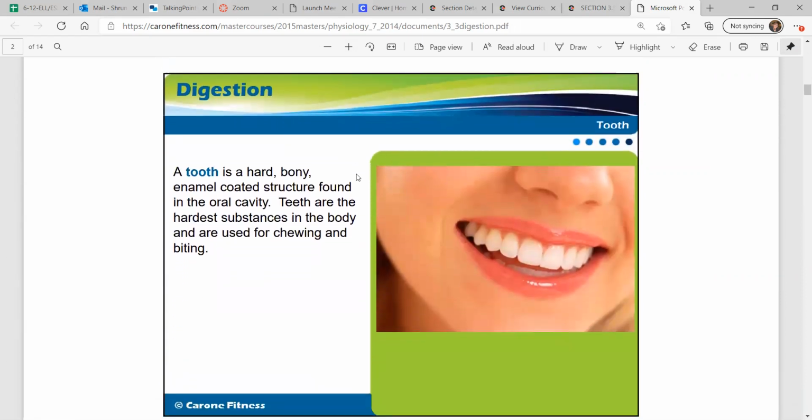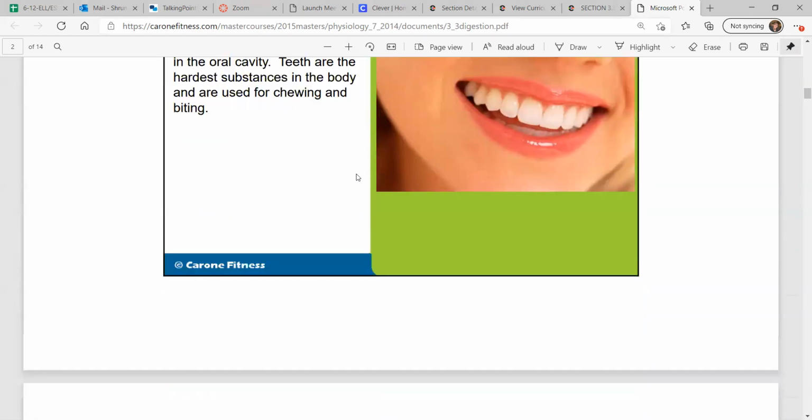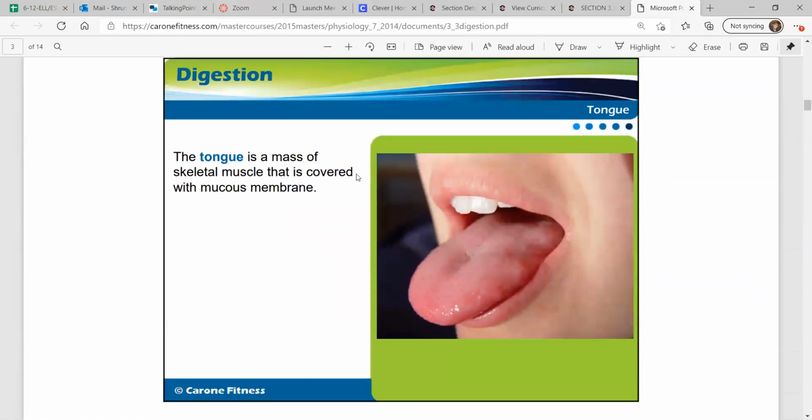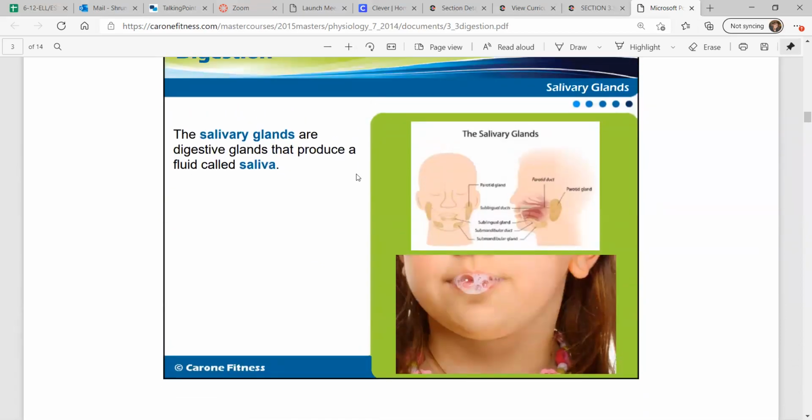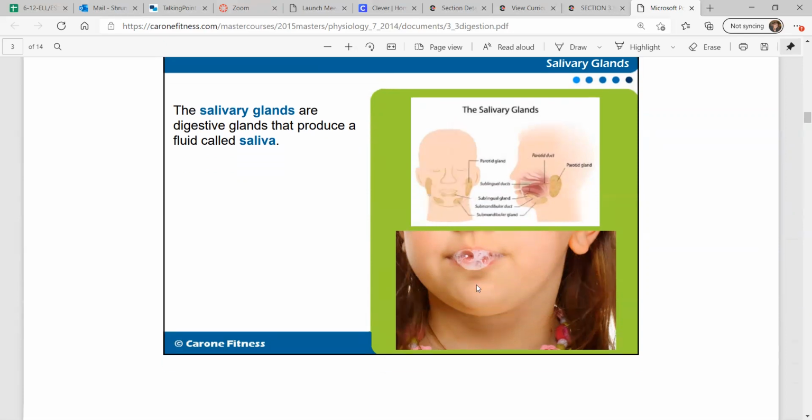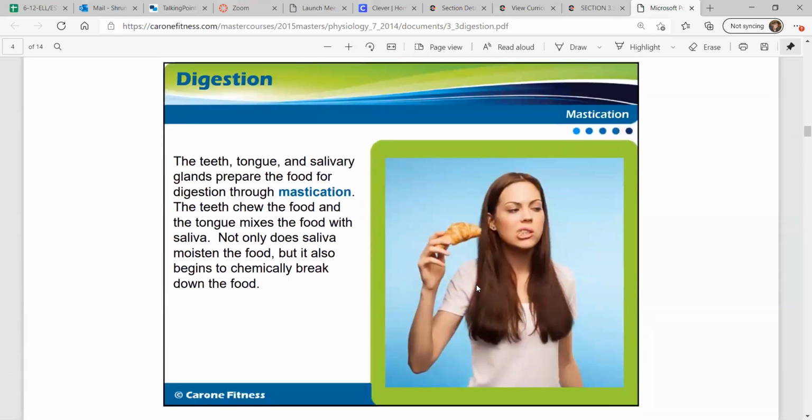Your teeth are hard, bony, enamel-coated structures that are found in your mouth. Teeth are the hardest substances in the body and are used for chewing and biting. The tongue is a mass of skeletal muscle that is covered with mucous membrane. And salivary glands are digestive glands that produce a fluid called saliva. You can see a young child salivating. I don't know why, but young children always seem to like to salivate.